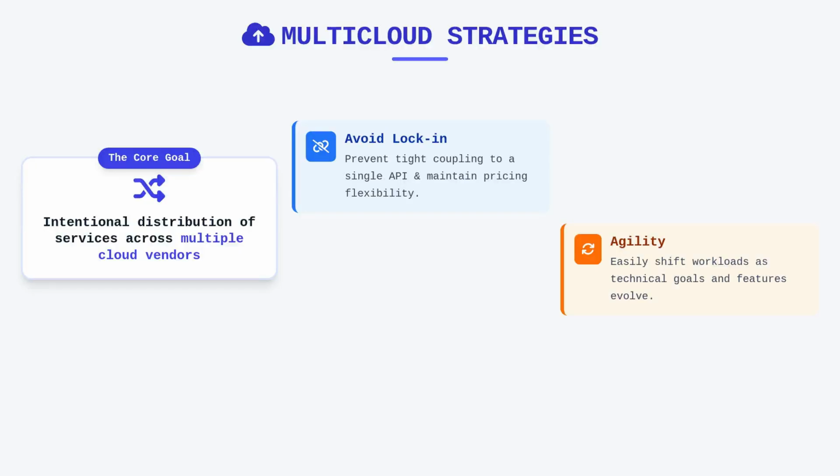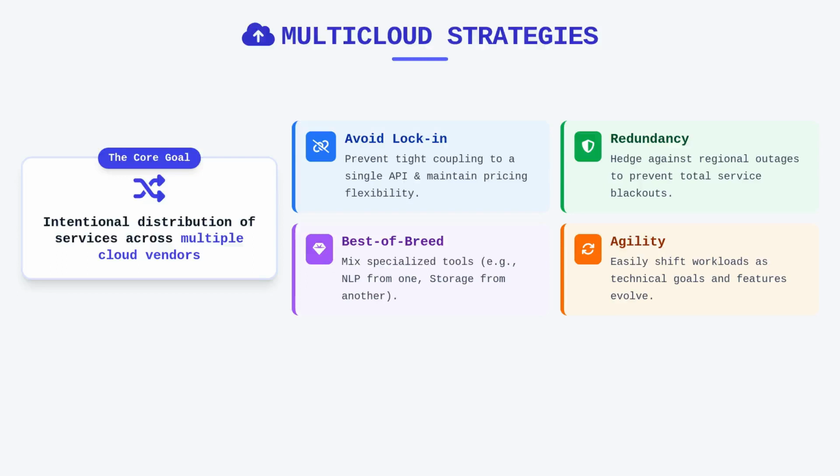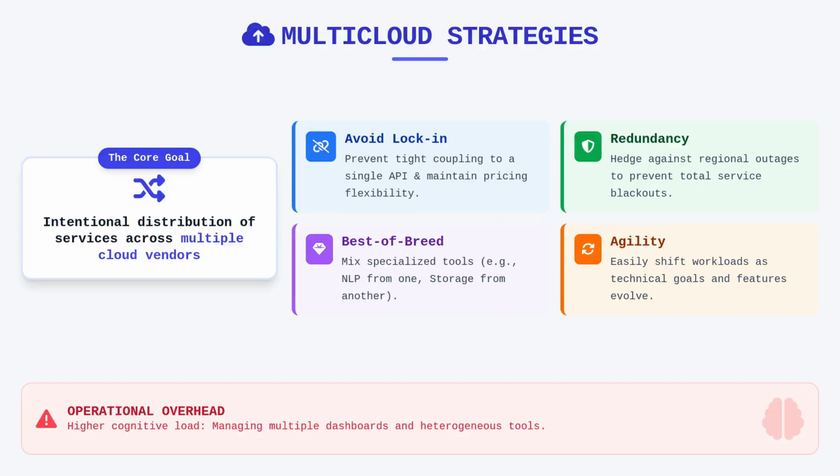You are also essentially hedging your bets regarding redundancy, ensuring that a regional outage at one provider does not result in a total service blackout for your customers. Furthermore, this strategy allows development teams to leverage best-of-breed services, such as choosing one provider for their superior natural language processing tools and another for their high-performance block storage. Managing these heterogeneous environments, however, comes with a significant overhead in terms of cognitive load and operational complexity. You no longer have the luxury of learning a single set of management tools or monitoring dashboards.